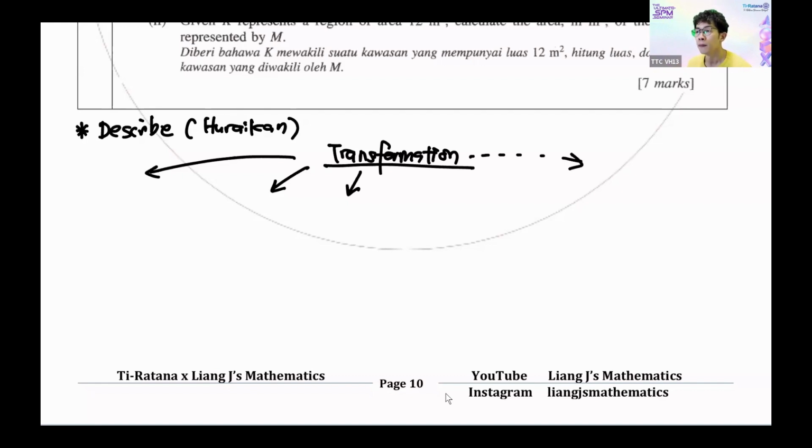So we have four of them. The first one is translation. Of course, in the Bahasa version we name it as translasi. Then the second version we have reflection. It's like a mirror, reflection. In Bahasa version, what do we name it? We name it as pantulan.